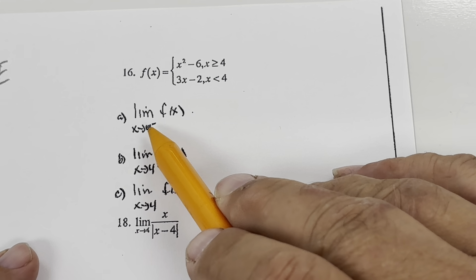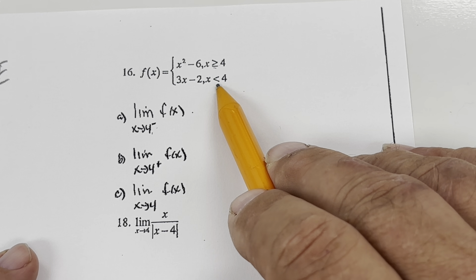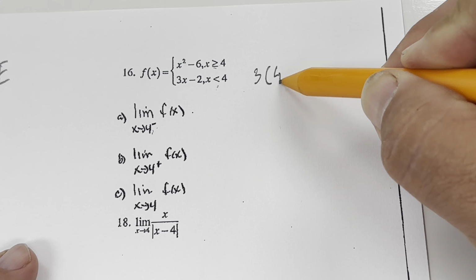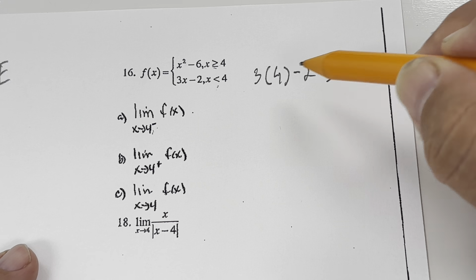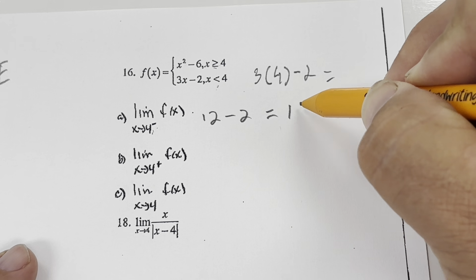Limit as x approaches 4 from the left. So this is to the right of 4, and this is to the left of 4. So we're going to plug 4 in here. That would be 3 times 4 minus 2. That's 12 minus 2, which is 10.